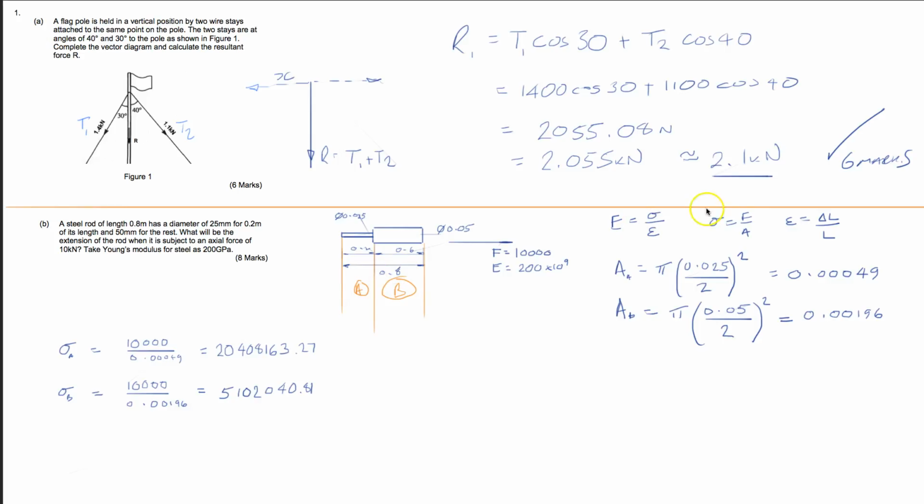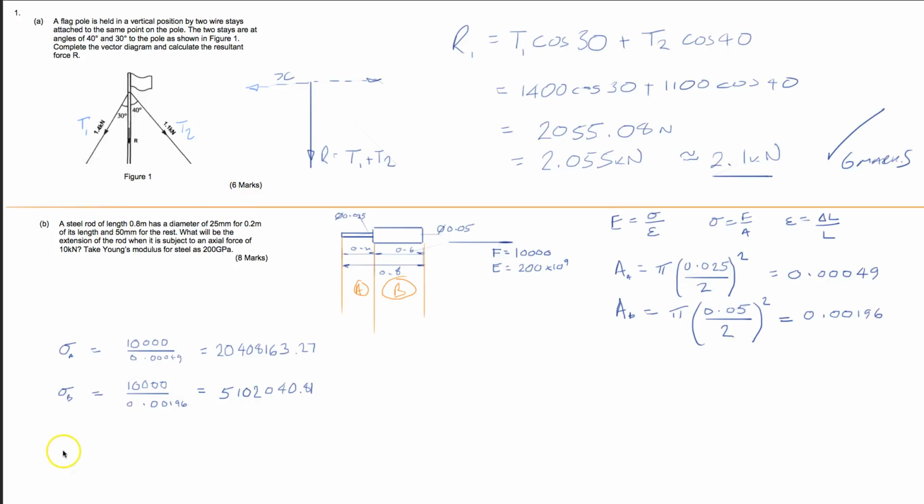So what else can I do now? I've dealt with all the stresses. Can't work out that yet. I know my original length, but I still don't know my extension. That's what we want. And yeah, I can't work with that yet. So it looks like if I can work out my strain in both sections, I can go ahead and calculate that. So let's deal with this next.